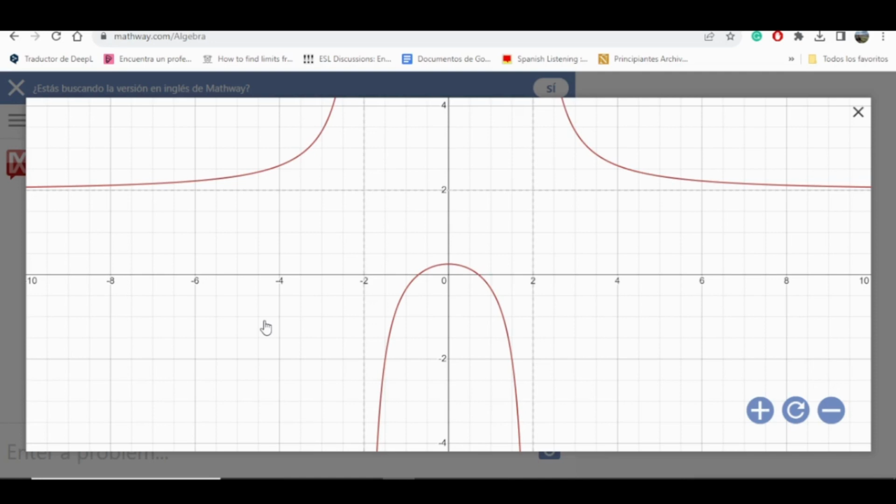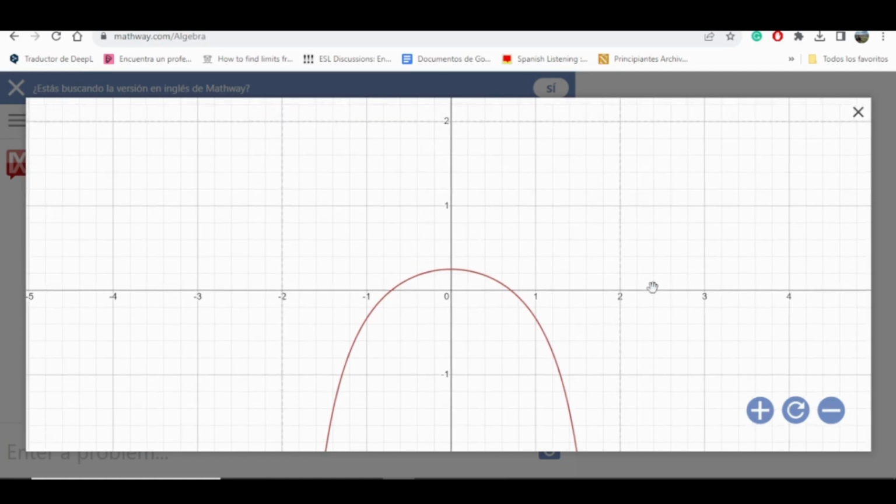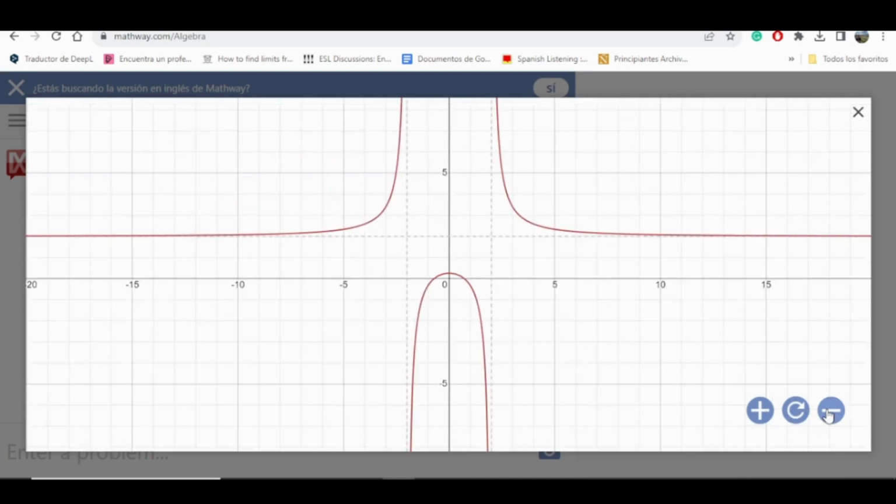Well, if you see it, this is the graph. Let me zoom in a little more. Probably you don't see it so clearly, but here we have the 2. This is the horizontal asymptote. And here we have the vertical asymptotes, minus 2 and 2. So this is the way. Also, you have this section of the graph, and these ones are the vertical and horizontal asymptotes. So, let's check another problem.